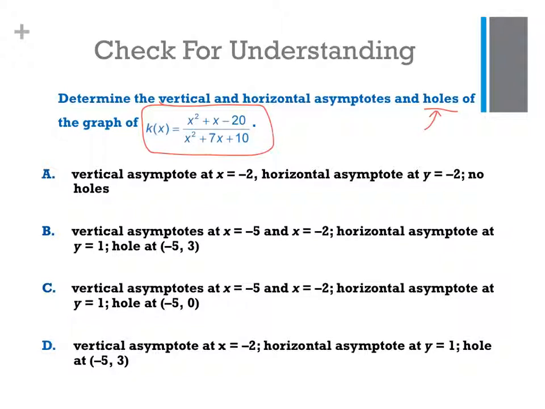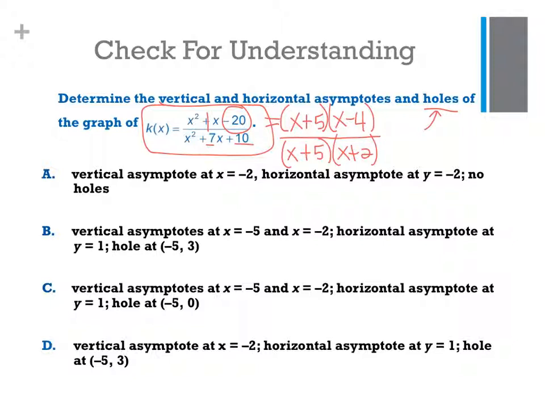Okay, so what we're going to do here is we're going to factor both the numerator and the denominator to check for common factors. The top is going to factor into x plus 5 times x minus 4. On bottom, we're going to factor into x plus 5 and x plus 2 because 5 times 2 gives me 10 and 5 plus 2 gives me 7. When I multiply to be negative 20, that's positive 5 and negative 4. And when I add positive 5 and negative 4, it gives me a positive 1.